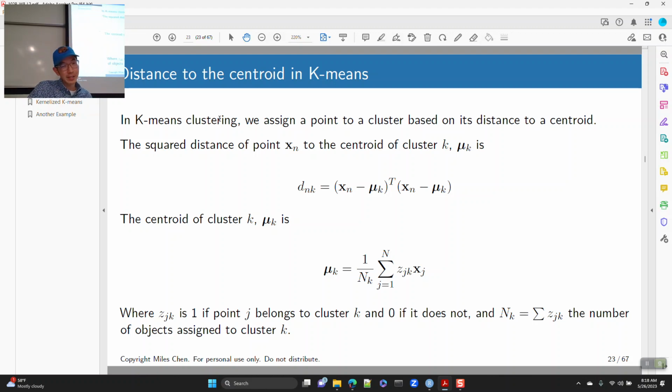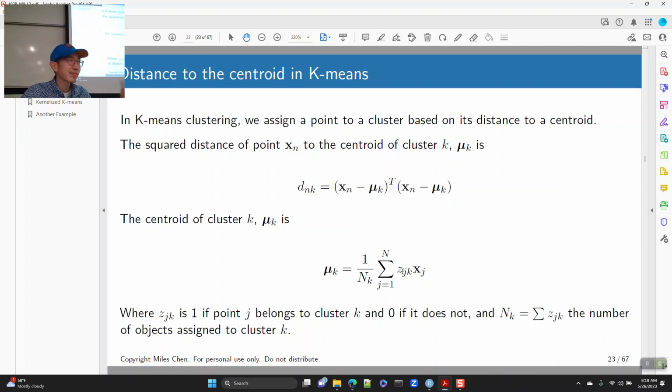And it's all based off of, if we know the centroid, this is how we would calculate the distance to the centroid. So if we know the centroid, we would do (x minus mu) transpose (x minus mu), right? So this would be from point N to the centroid of cluster K. And how do we calculate the centroid of cluster K? It's the mean of all of the x values that belong to cluster K, right?